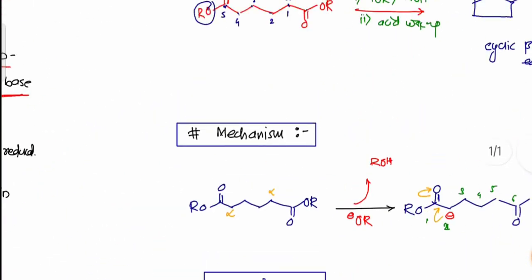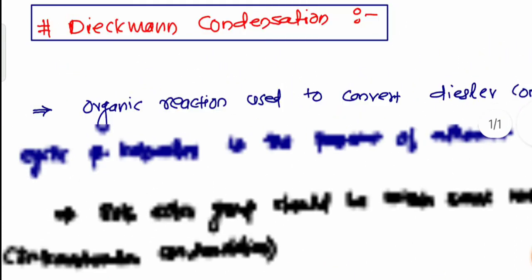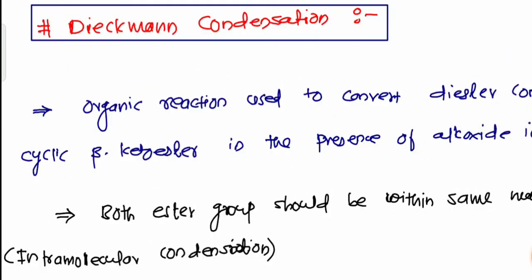Okay, let's see the second reaction. That reaction is called the Dieckmann condensation reaction. It is similar to the Claisen condensation reaction, because in the Claisen condensation reaction we utilize two ester molecules that react with sodium methoxide or any base, leading to a beta keto ester. This is the intermolecular reaction. Now in Dieckmann, there are two ester groups within the same molecule.